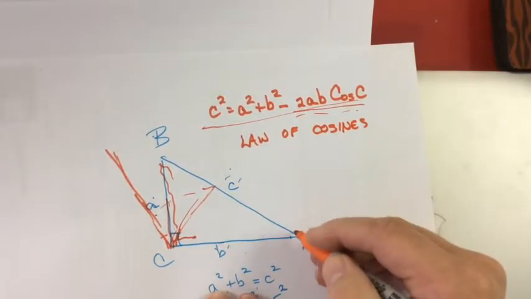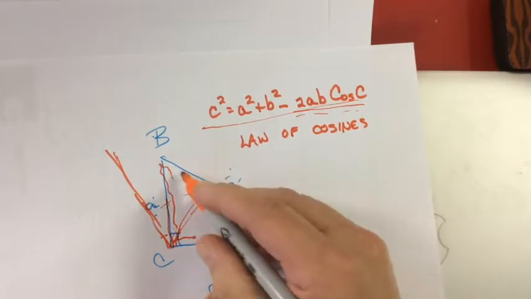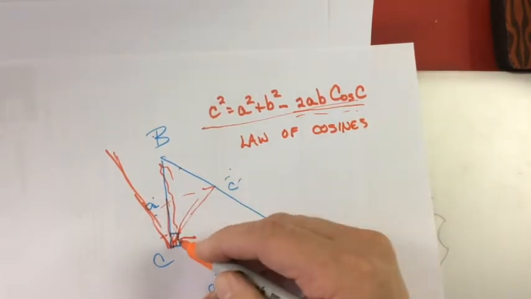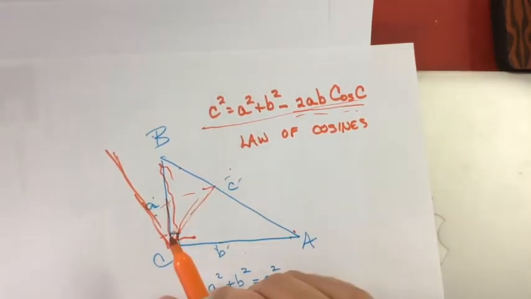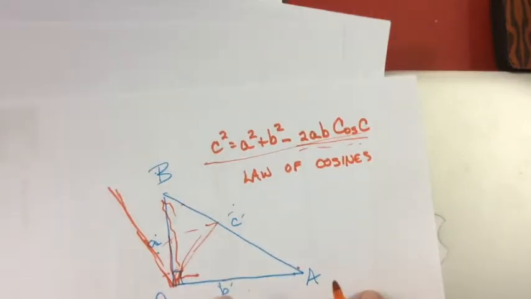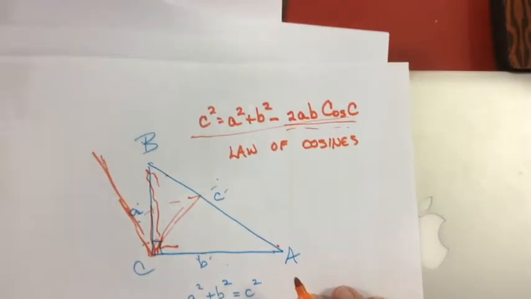And the truth is, you can use it for any one of these angles. Because if it's not 90 degrees, then it doesn't matter which one it could have been. Okay? There is also a law of sines.